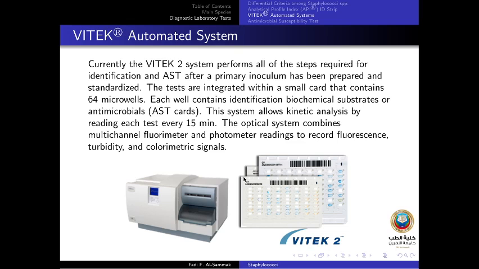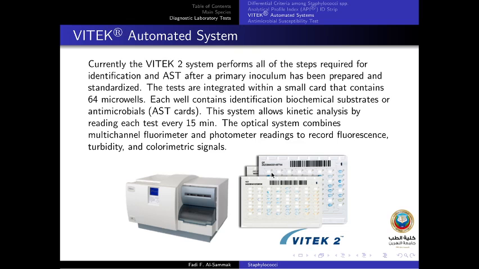And the system depends not on strips as we have seen in the API system, but rather on cards, and each card can hold up to 64 microwells. These microwells are fed with the isolate automatically, and they contain either the antimicrobials that are going to be tested in case of AST cards, or the chemical reagents that are required for identification. And the system allows kinetic analysis by reading the test every 15 minutes.